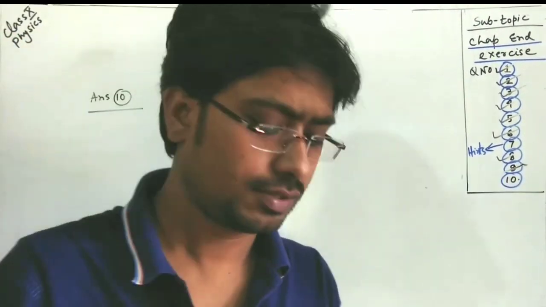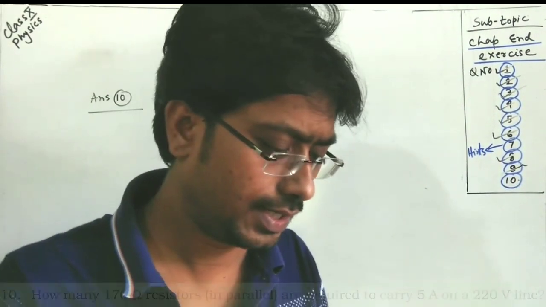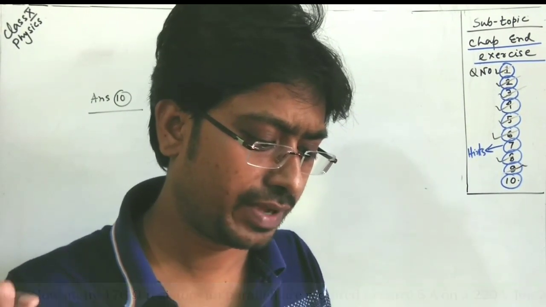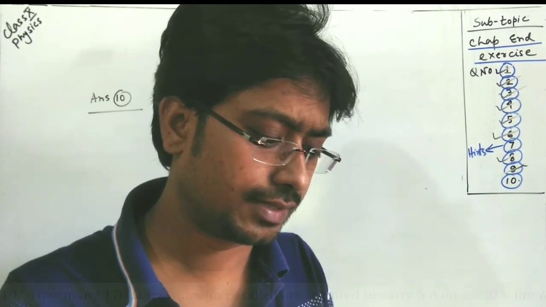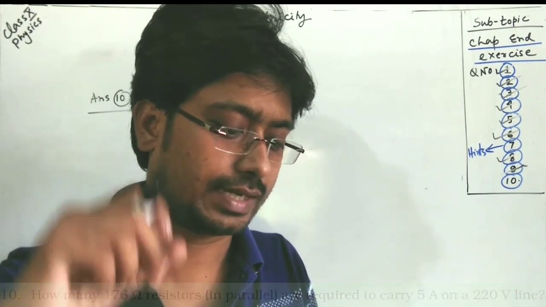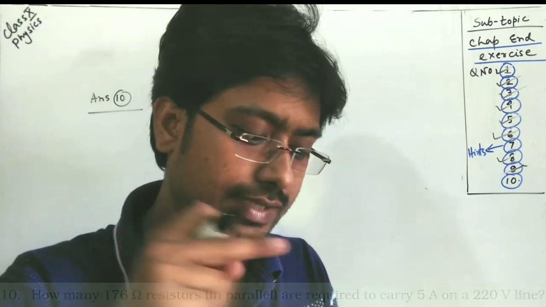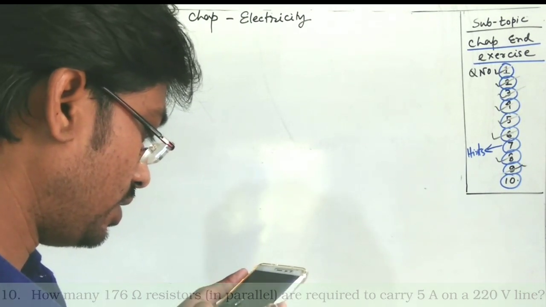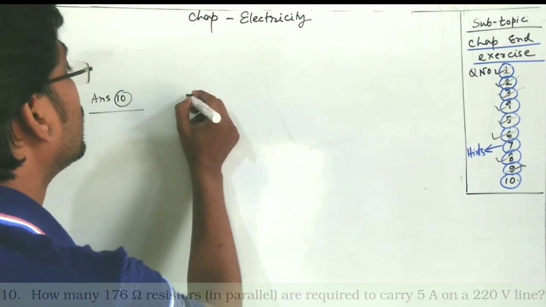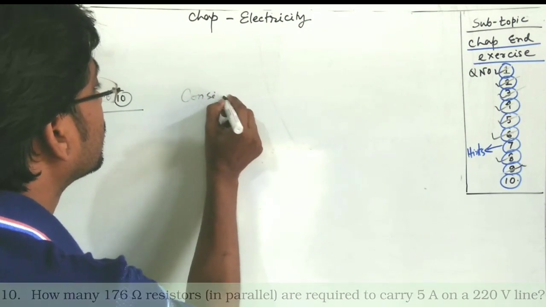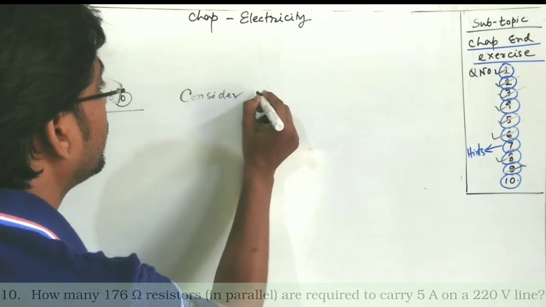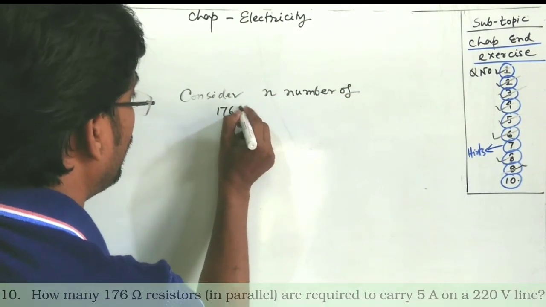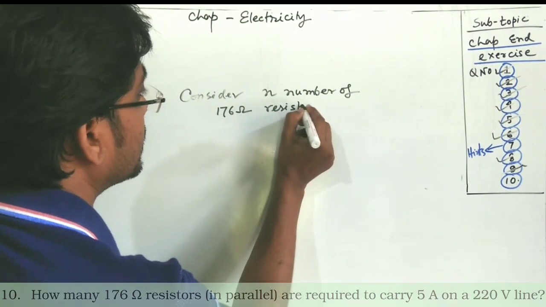The last question, it is a very important question. It is written, how many 176 ohm resistors in parallel are required to carry 5 ampere on 220 volt lines. So if we apply the formula V is equal to IR, then current I is given, voltage is also given, 220 volt, but you have to find how many 176 ohm resistors are required. So consider n number of 176 ohm resistors are required.